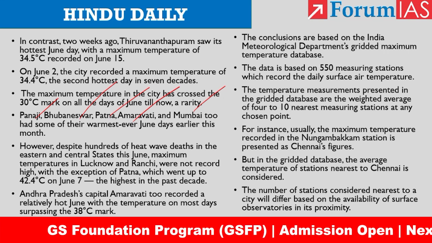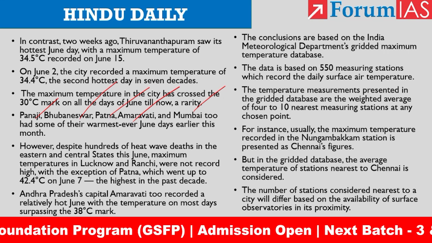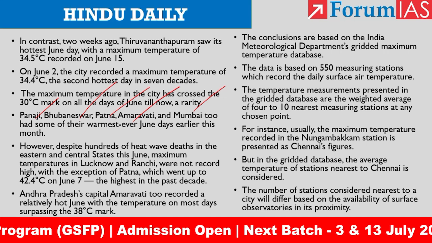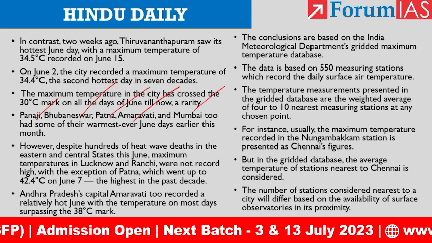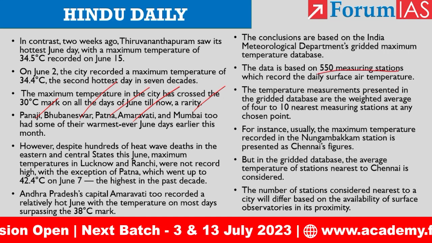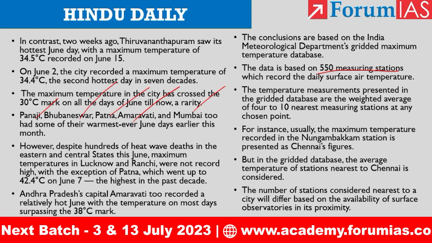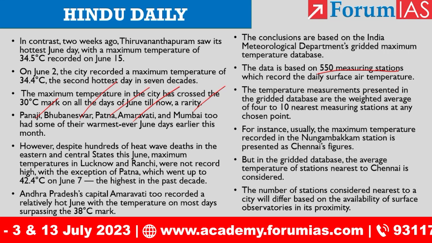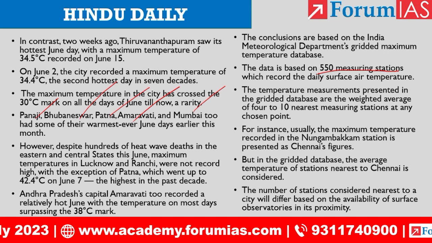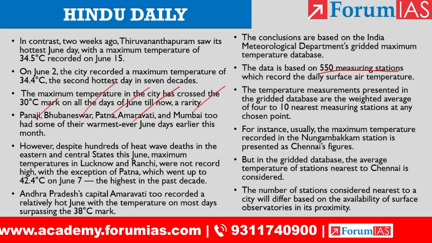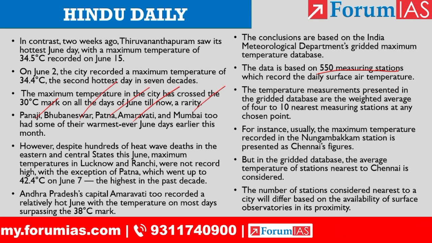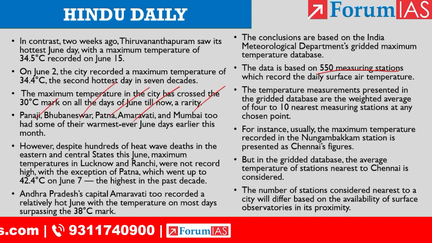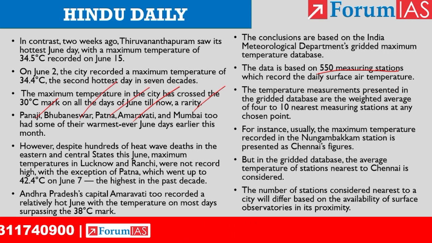So how are the conclusions arrived at? The conclusions are based on IMD's gridded maximum temperature database. It is based on 550 measuring stations which record the daily surface air temperature. The temperature measurements are put in the gridded database, and the weighted average of the 4 to 10 nearest stations is taken. So for example, let's say the maximum temperature of Nungambakam is taken as Chennai's figures.